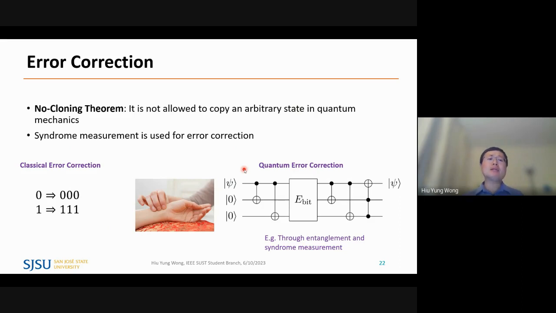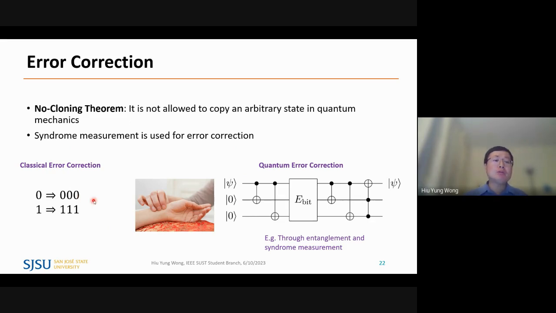Another important concept in quantum computing is error correction. It turns out that you can prove there's something called the no-cloning theorem. It means you cannot copy the state. You cannot copy an arbitrary state. So if you have a state you don't know, alpha 0 plus beta 1, you cannot copy it. There's no mechanism for you to copy. It can be proved. Then that's a problem.